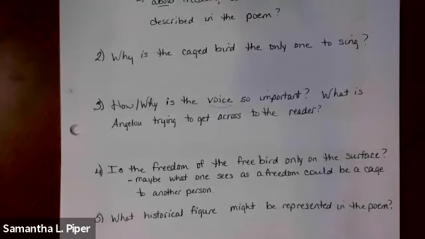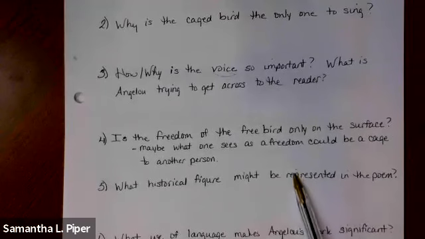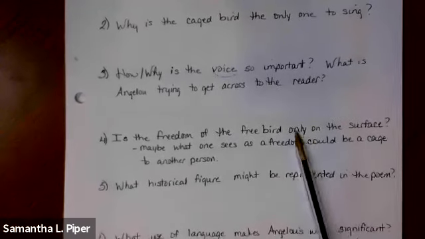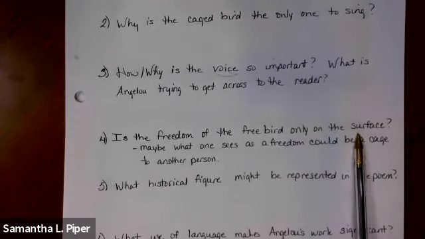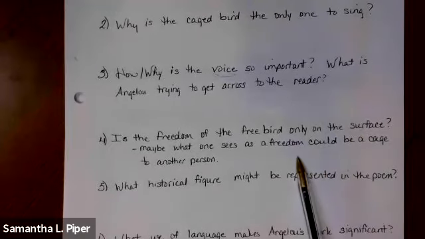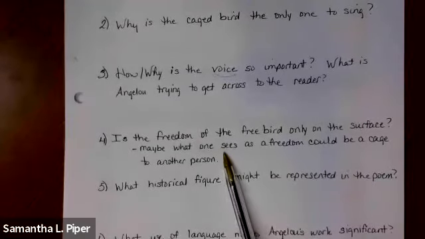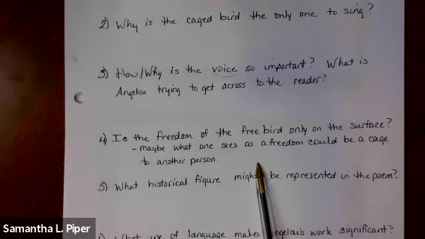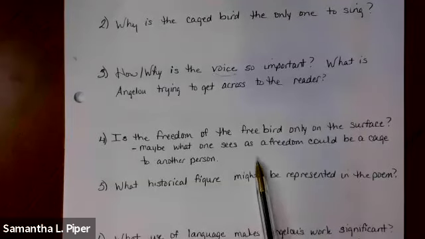But as she learned to speak again, as she learned to express herself verbally and in writing, then she really became Maya Angelou. Is the freedom of the free bird only on the surface? Maybe there's not as much freedom as what we thought. And I asked myself, maybe what one sees as a freedom could be a cage to another person. I guess it just matters of perspective, doesn't it?